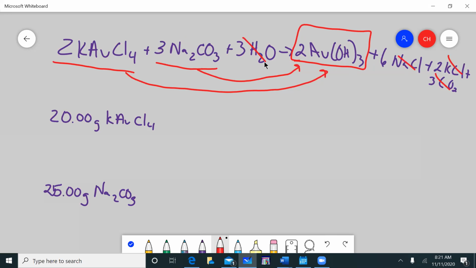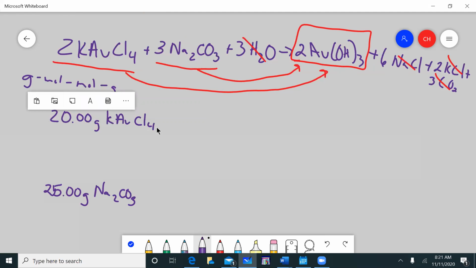It doesn't mean that they don't play into the equation, right? Those things are important in balancing and getting these correct coefficients. But as of right now, we can just sort of let them be. So this first one here, we have 20 grams of this KAuCl4, and your flow chart is always going to be grams to moles to moles to grams.